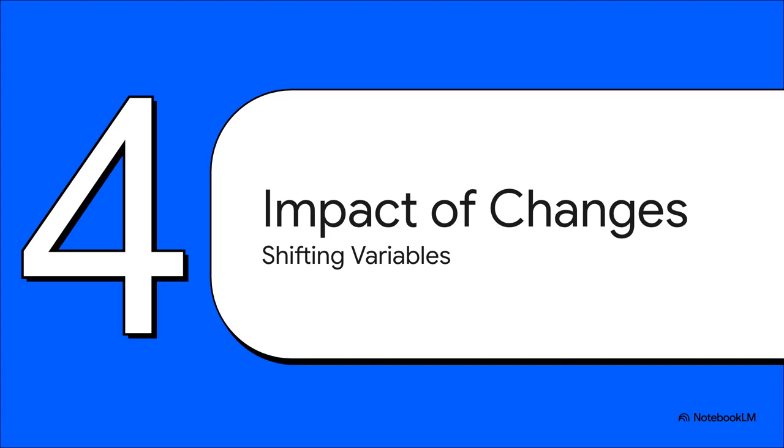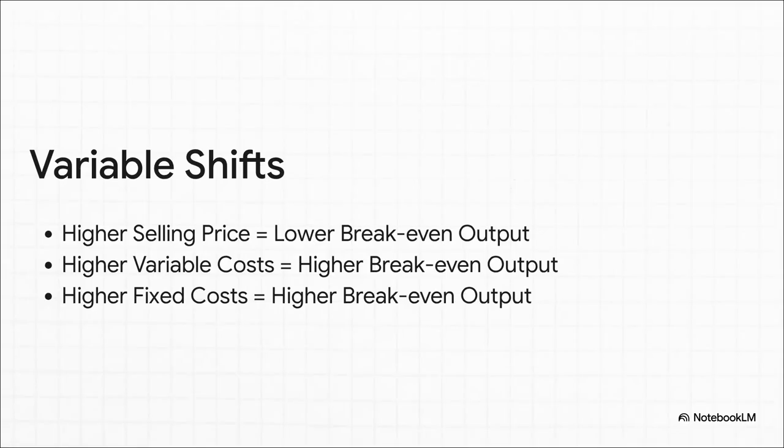Now, let's look at section 4, the impact of changes. Because let's be real, in the actual business world, costs and prices absolutely never stay still. So what happens to our chart? Well, if you increase your selling price, your contribution per unit gets bigger, right? You're essentially taking much bigger shovels to that mountain of fixed costs. So, naturally, you need fewer sales to break even, and your break-even point shifts to the left.